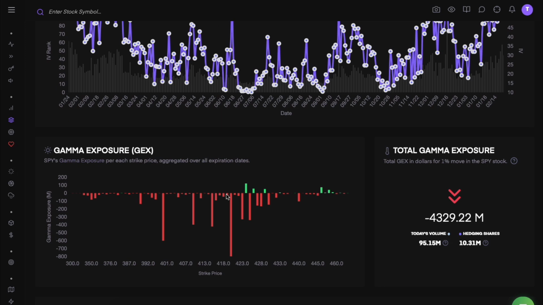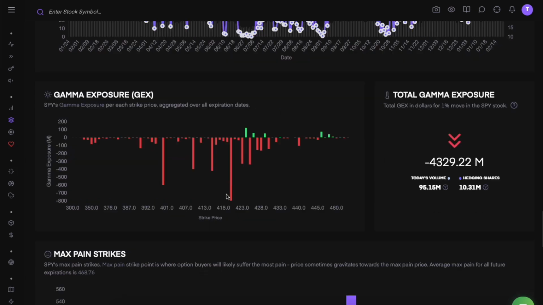So a lot of people are interested in gamma exposure. I am not an expert in it. I'm still trying to read up on it as much as I can. So once I have a much better understanding of it, I'll create a separate video for that.